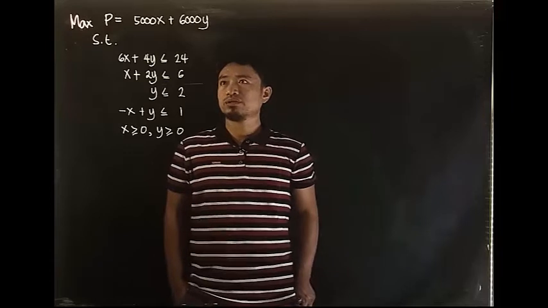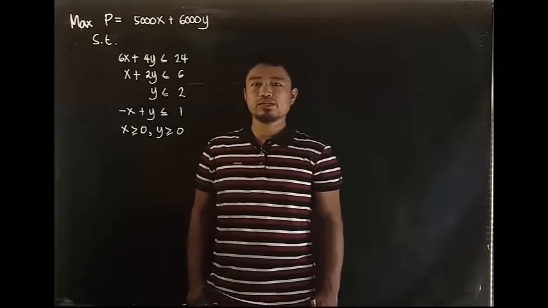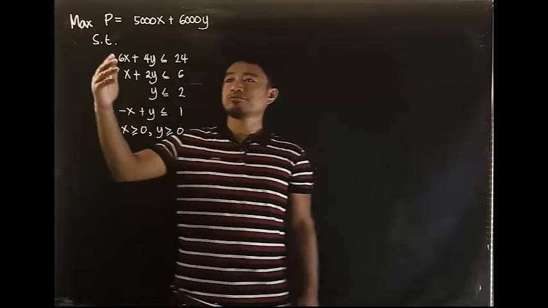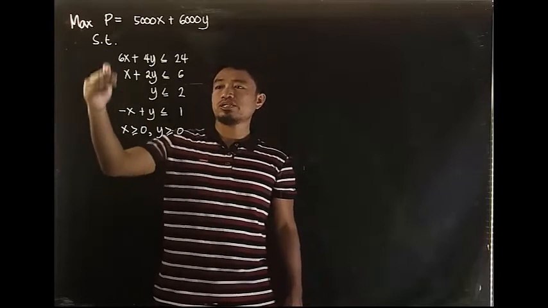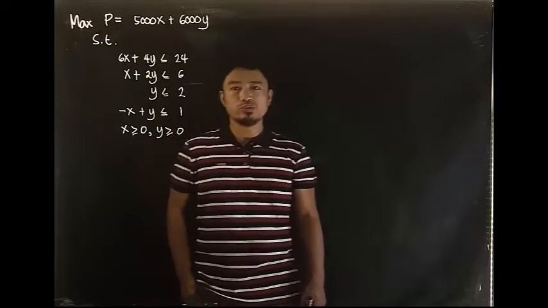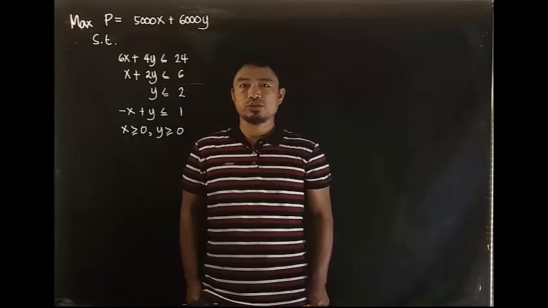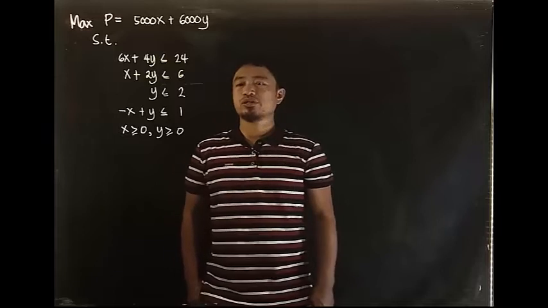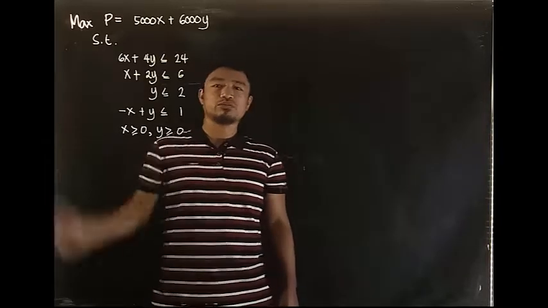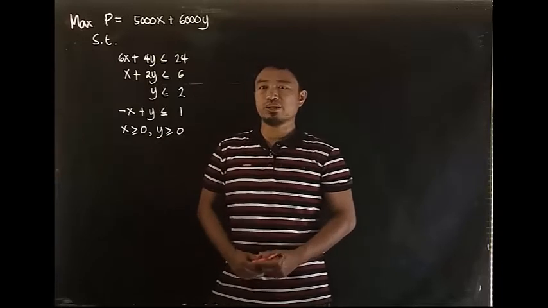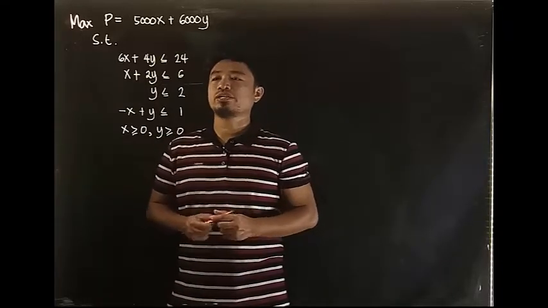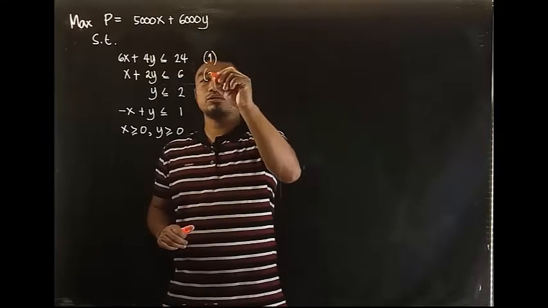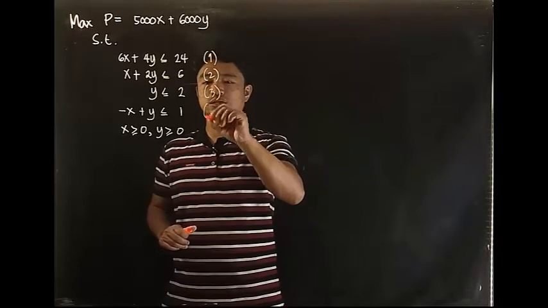So we're going to solve this linear programming model using the graphical method. In order to do that, we're going to graph each of these constraints and come up with what we call a feasible solution. And through the feasible solution, at least one of its corner points will satisfy the objective of this problem, which is to maximize the profit. So let's graph each of the constraints. Let's label them constraint 1, constraint 2, 3, 4.